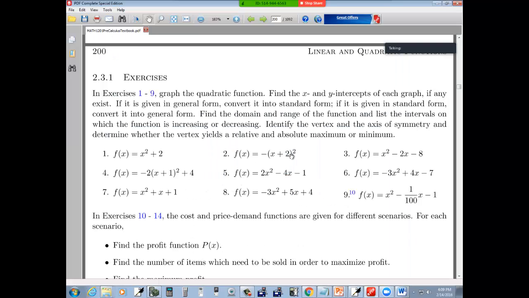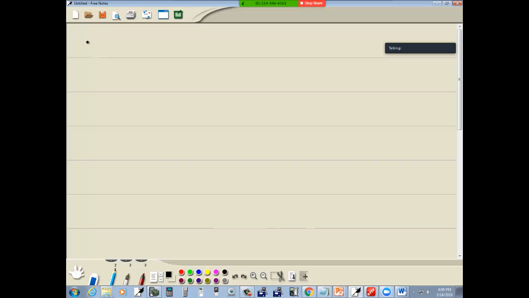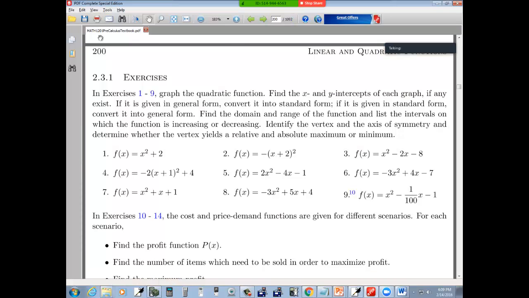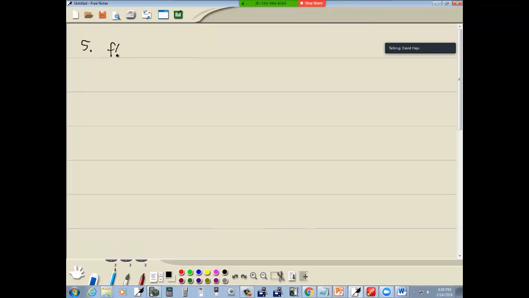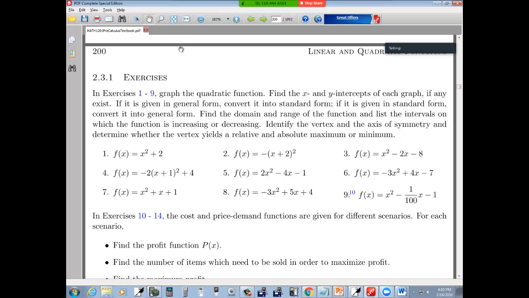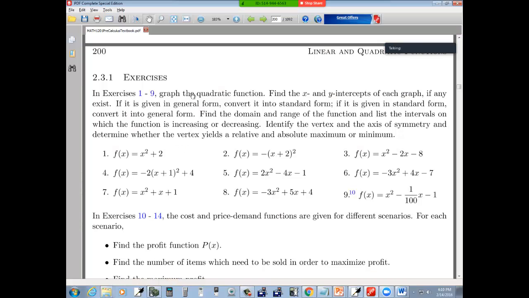Now, number 5. We have f of x is equal to 2x squared minus 4x minus 1. And the graph comes later on. But it first asks us to find the x and y intercepts of each graph, if any exist.